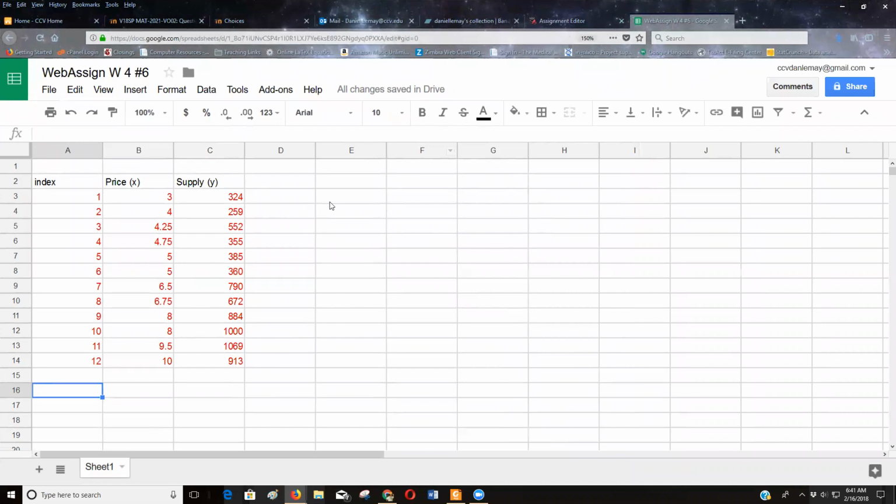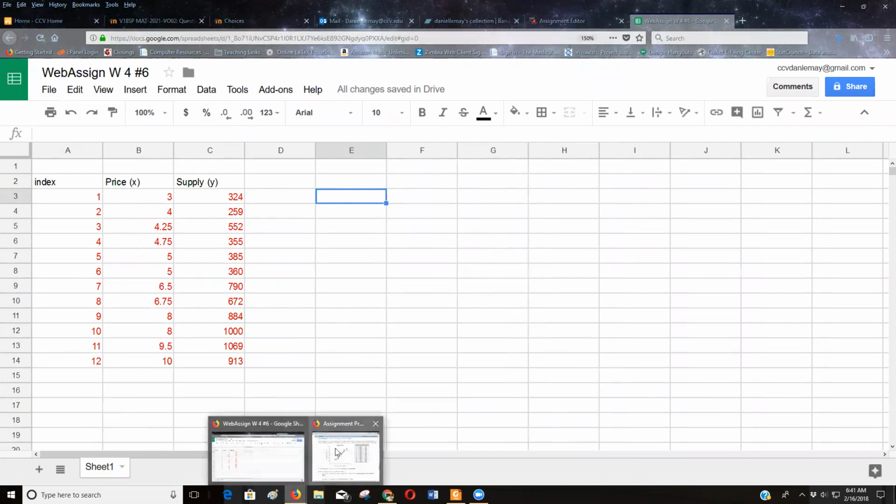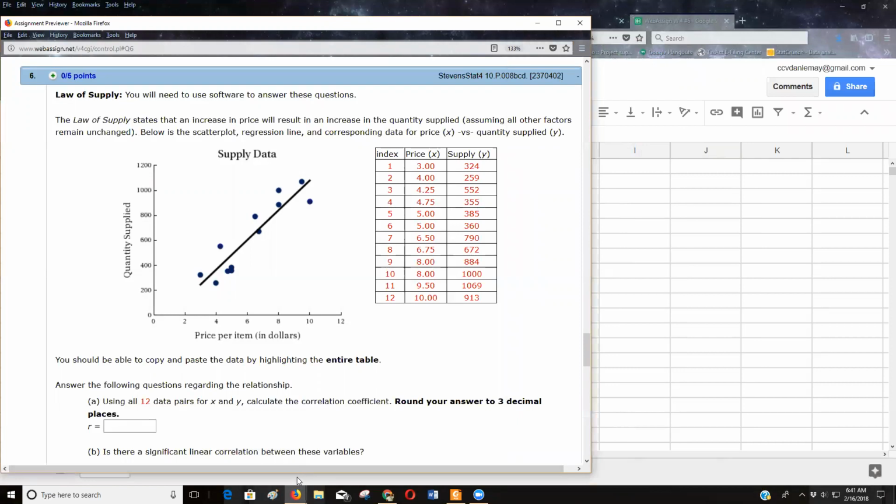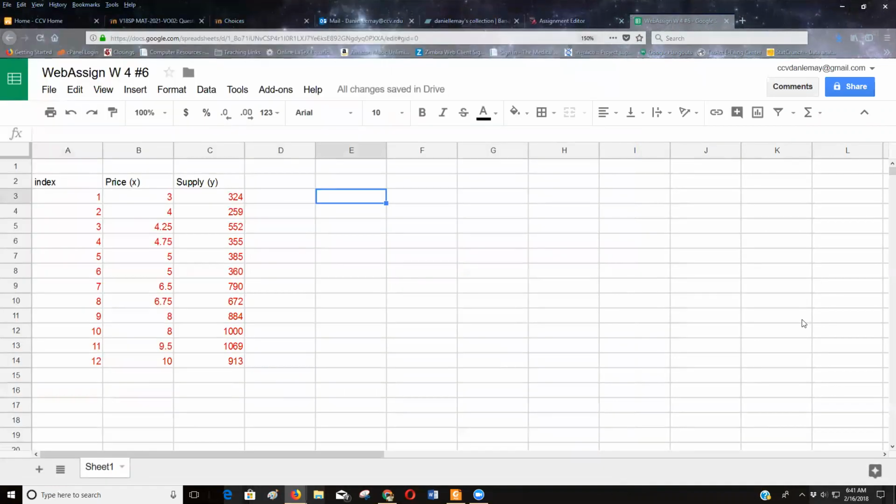We have to calculate the correlation. Do we have a picture of this data set already? I'm seeing a fairly strong linear association with this data. So I suspect the correlation is going to be fairly strong also, fairly high positive, close to 1. So let's come back to my spreadsheet.